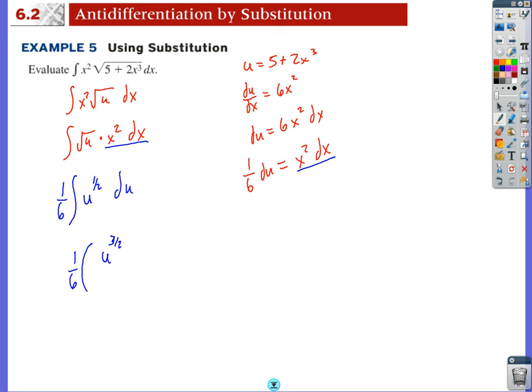So it's 3/2. Divide by the new 3/2, plus a c. Well, dividing by 3/2 is the same thing as multiplying by 2/3, and I replace my u. So now I have 1/6 times 2/3 times the u, which is 5 plus 2x cubed to the 3/2, plus a c.